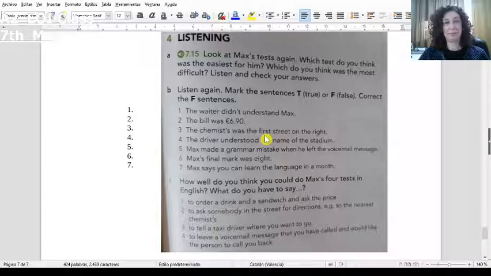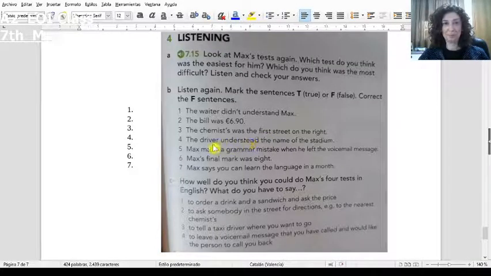I asked the woman to speak more slowly. Todo recto y tome la segunda calle por la derecha. ¡Derecha! I got it this time, I think. The second street on the right. I followed the directions and guess what? There was a chemist there. 7 points from Paula.